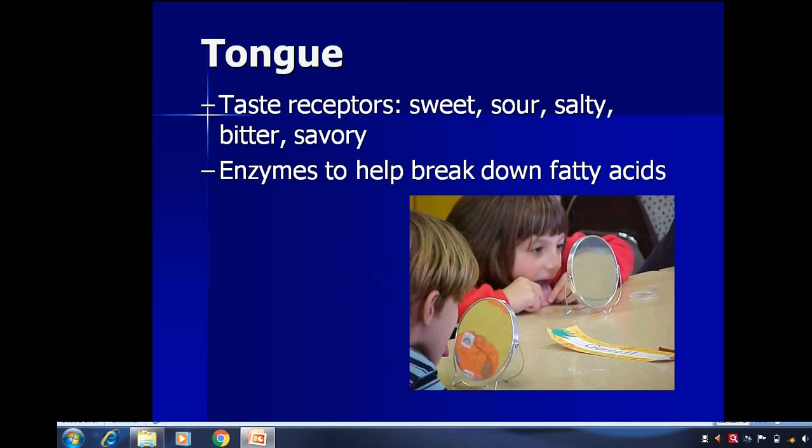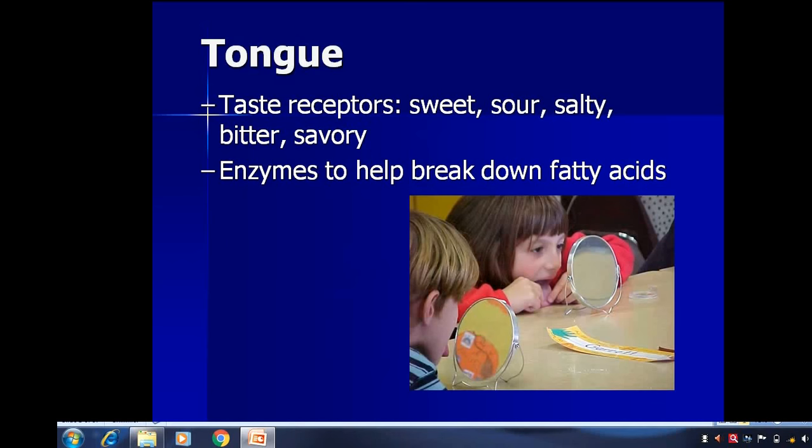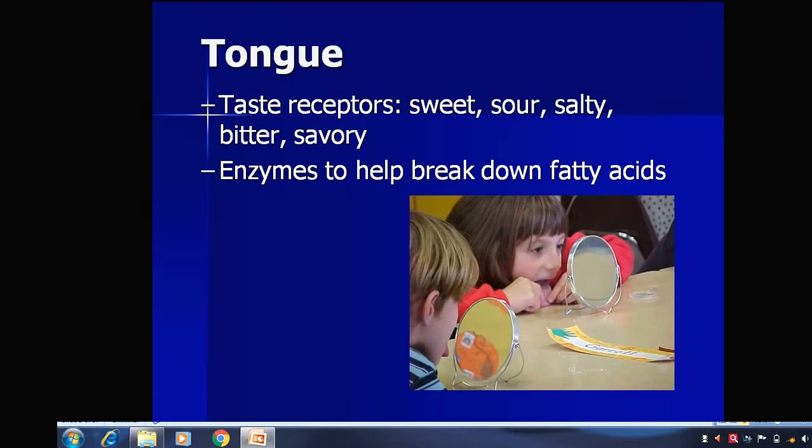The tongue is another part. The tongue contains the taste receptors. The taste receptors are sweet, sour, salty, bitter and savory. These different types of receptors work together to form a taste. This part will be discussed in detail in special senses. Now, enzymes help break down fatty acids.